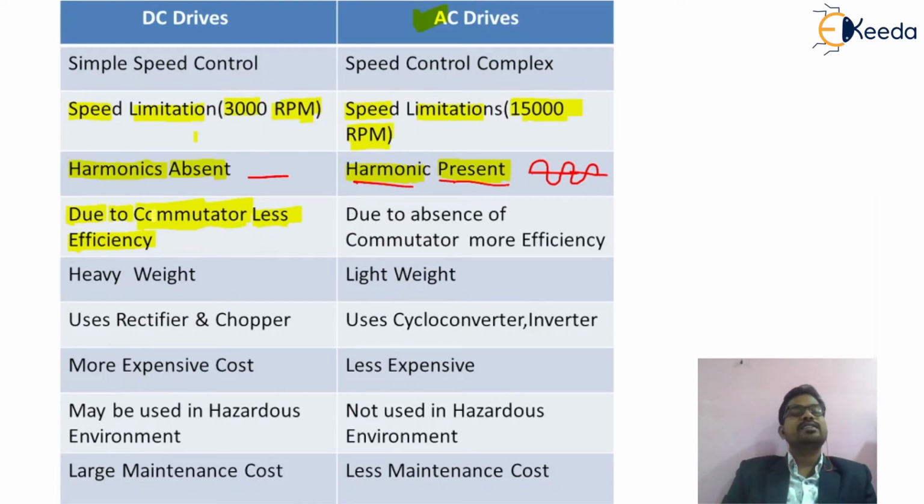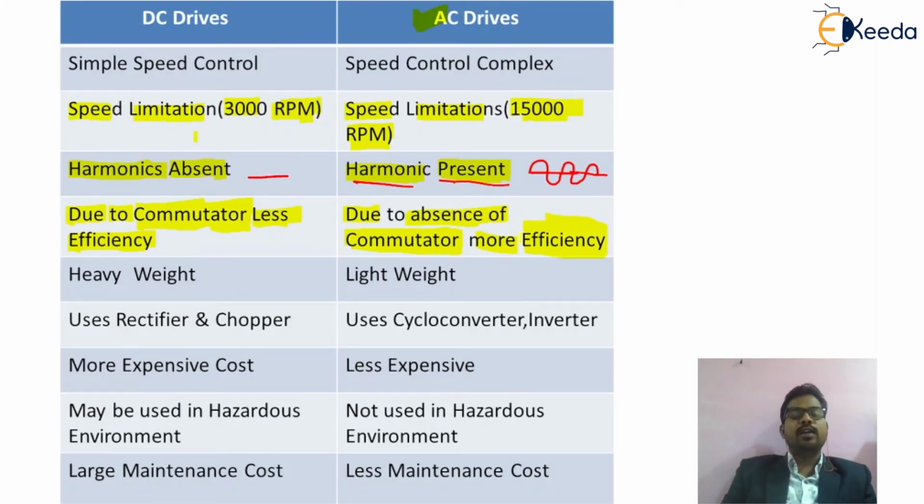The commutator is the circuit in the DC drive which converts the supply AC voltage into a DC voltage. So due to the commutator, the efficiency of your DC drive is less. But in concern with the AC drive, there is no commutator present in that particular AC drive. So due to the absence of the commutator, the efficiency of your AC drive will obviously be more. So that's why, instead of the DC drive for a particular application, we prefer the AC drive for our applications.